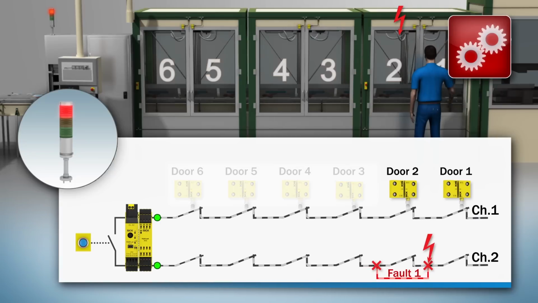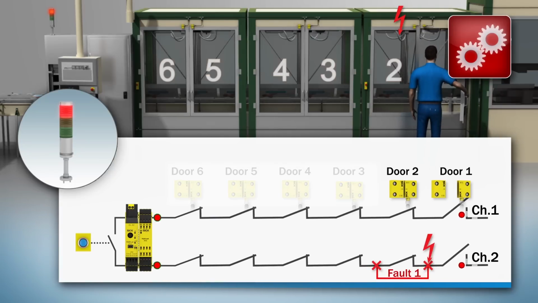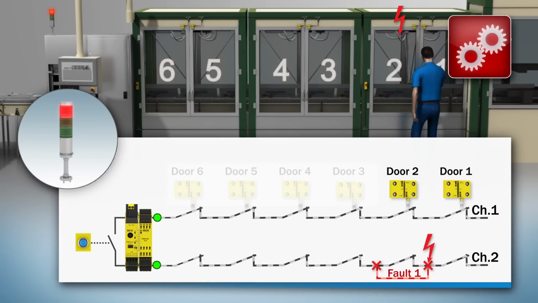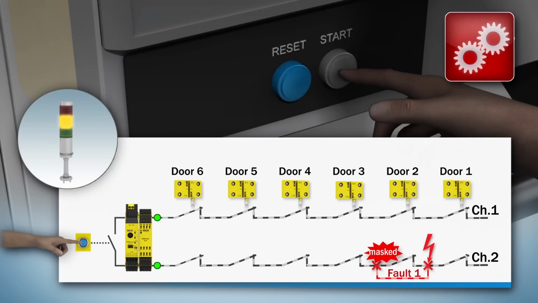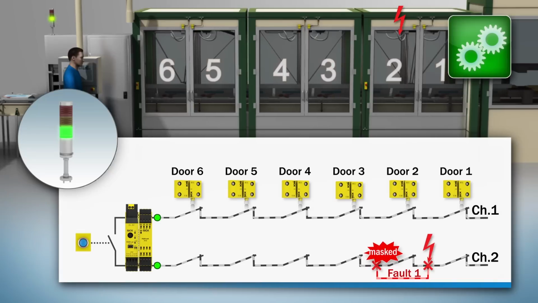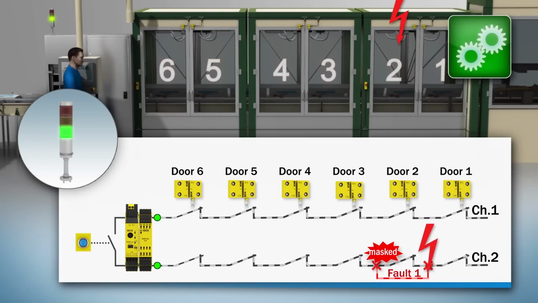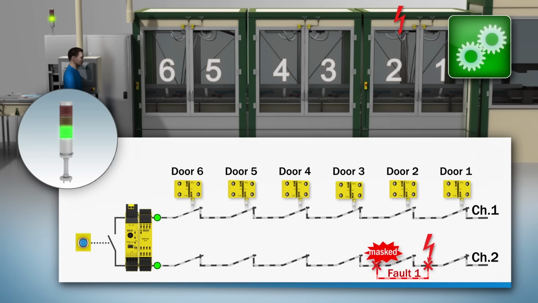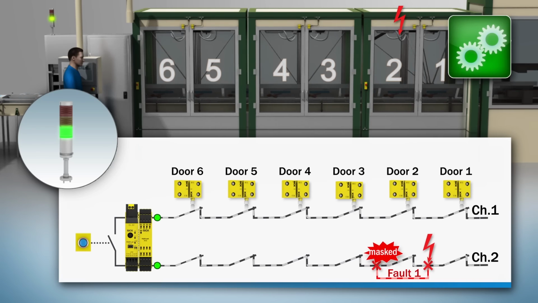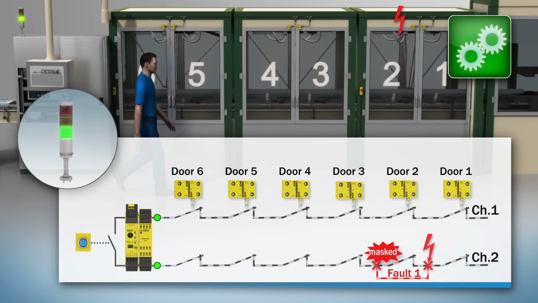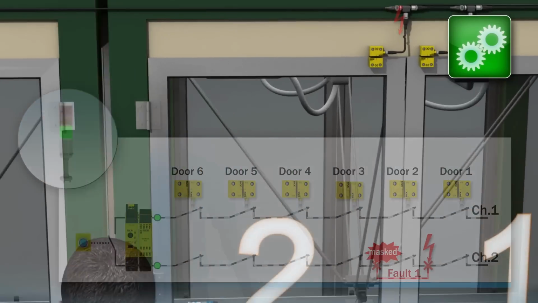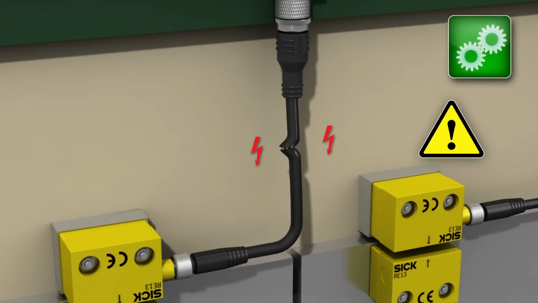Opening the first door breaks the signal on both channels, as the signal is interrupted before the short circuit. When the door is closed, the input requirements of the safety controller are satisfied, as there is no longer a sequence fault. The machine can now be restarted. The fault at the second safety switch is now masked. Despite the short circuit on one channel, the machine could be started again, as the safety controller does not see this fault anymore. As the first fault was masked, the second fault on the same safety switch can be fatal.